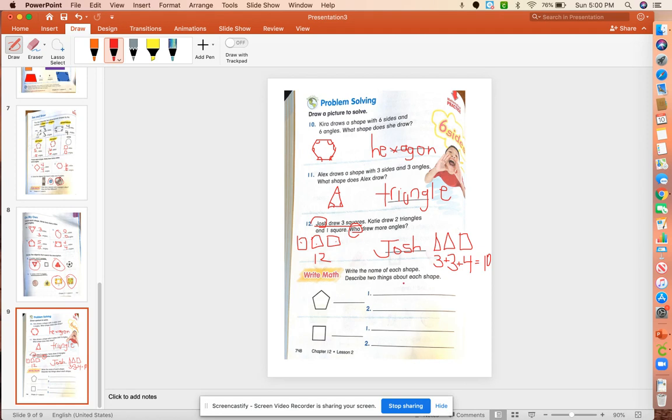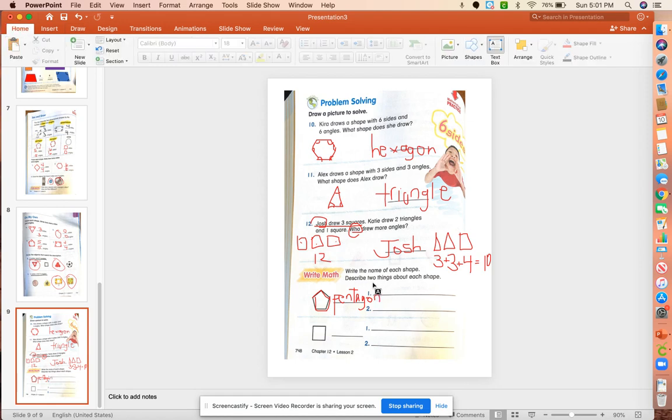The write math says name each shape and describe 2 things about each shape. So, what's this shape called? First, let's see how many sides it has. 1, 2, 3, 4, 5. Okay, I remember from yesterday's lesson that a shape that has 5 sides is called a pentagon. Sorry, my crazy handwriting. Okay, and it says to tell us 2 things about the pentagon.